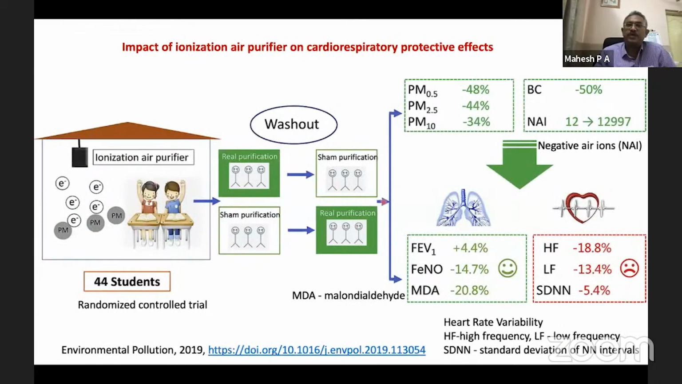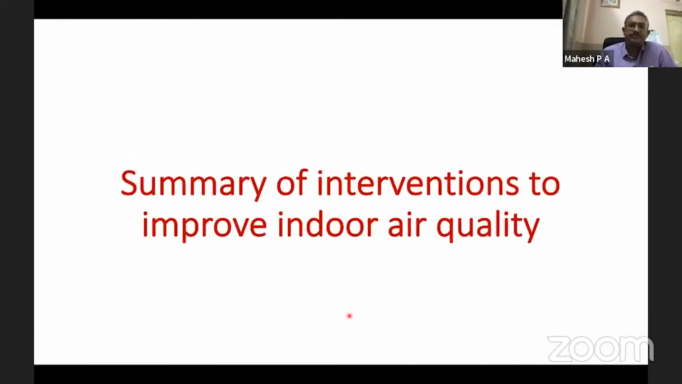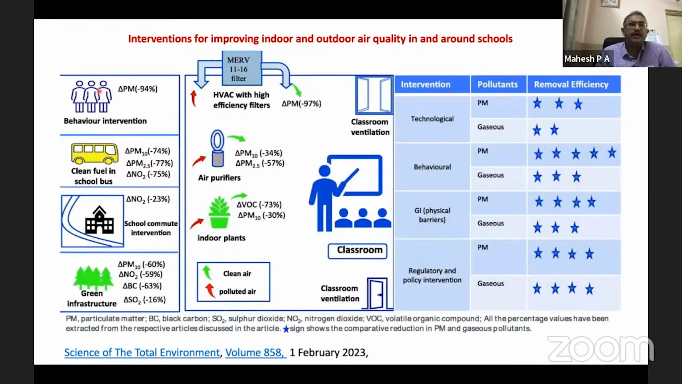But if you use an ionizer air purifier, before it was 12, it becomes almost 13,000. So though the PM2.5 and PM10 are reduced, the increase in ions, negative ions, can cause a lot of autonomic dysfunction in the heart, especially in susceptible people, and that can actually cause a lot of issues. So it is important that only filter based purifiers be used, with a MERV more than 13, ideally 16. So these are all the available options.